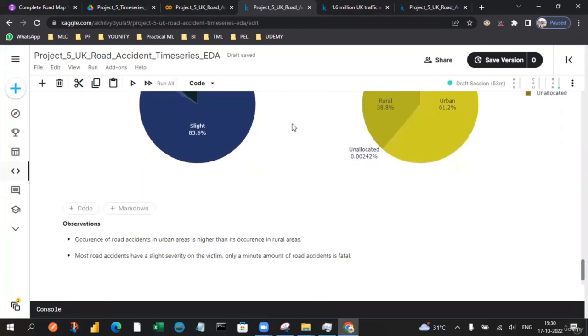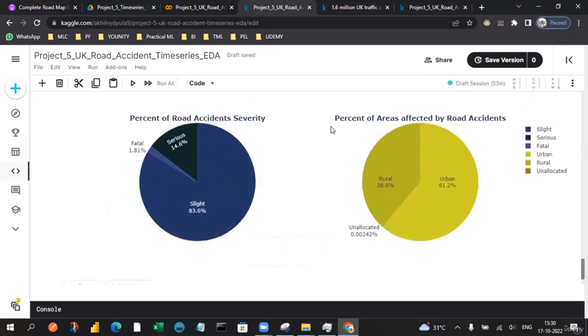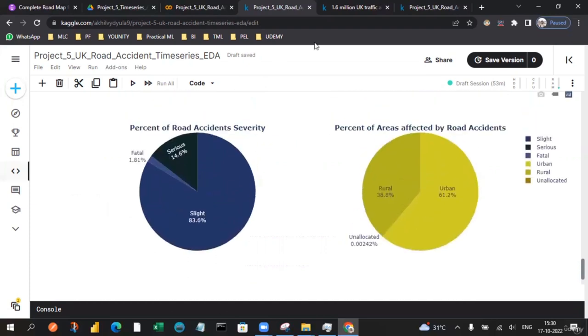Okay, so on the victim side also, the number of road accidents is manageable. We can also see in the next video the model building for the time series analysis, so that we will be able to identify future predictions of UK road accidents. Thank you.